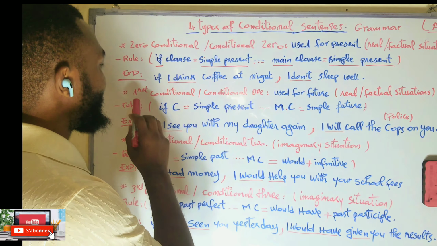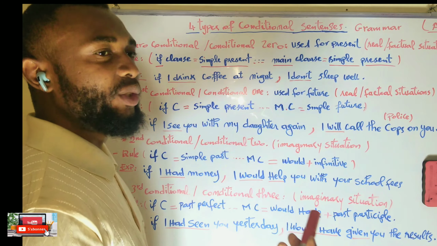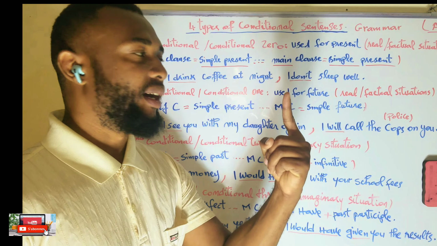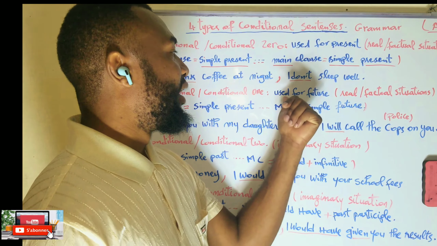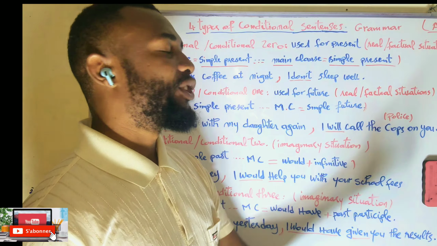Alright? So here we have first conditional. First conditional is the conditional 1. Alright? So conditional 1 is used for future real factual situations.